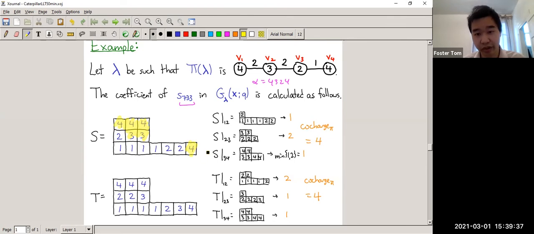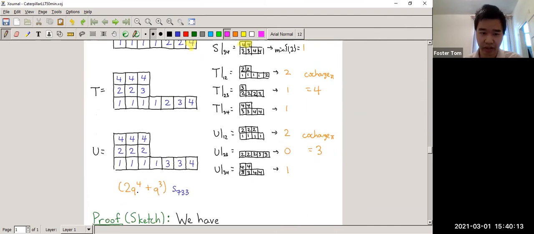So I look at the 3s and 4s, I rectify, and I look at the number of entries on the second row. And in case the weight of the corresponding edge is smaller, I need to take the minimum between these 2 numbers. So even though I have 2 entries on the second row, because this weight is 1, in a sense, I'm only allowed to have 1 inversion in this case. So I take the minimum, which is 1. And when I sum these numbers, this gives me the cocharge of the tableau corresponding to this graph. So I do the same thing for these other 2 tableaux, and this gives me the coefficient of S733.